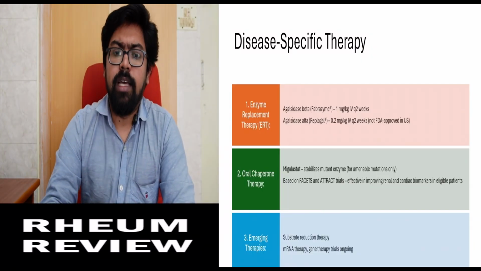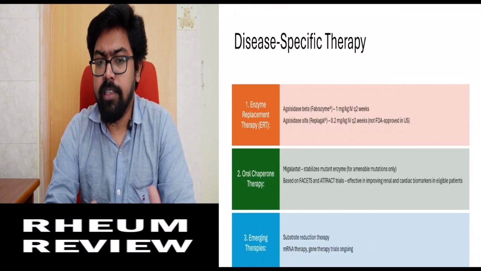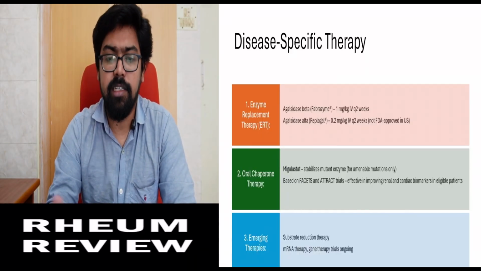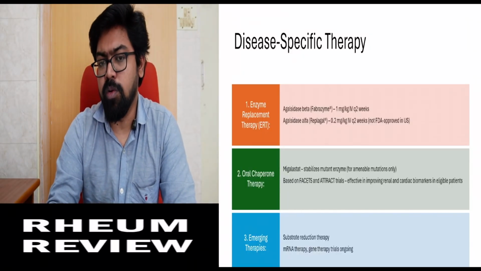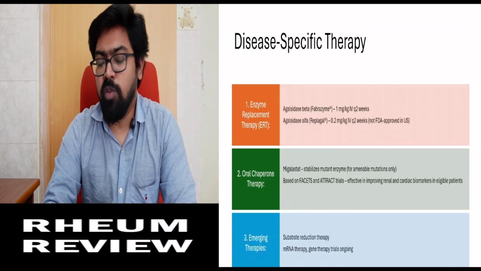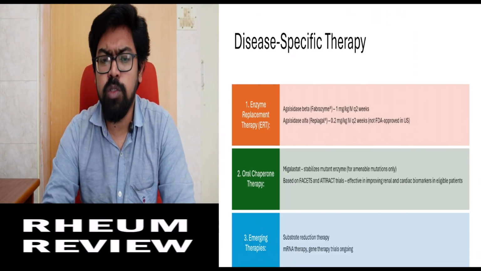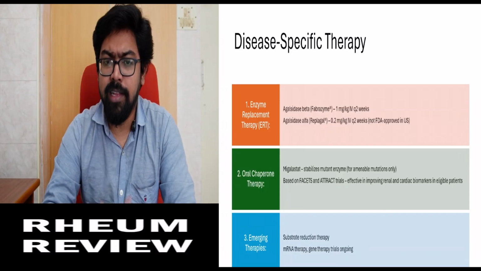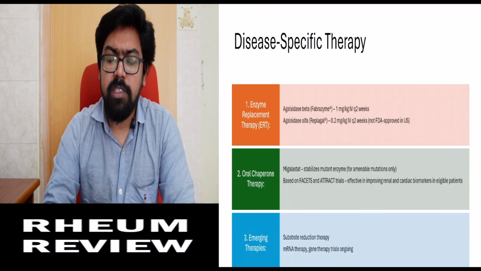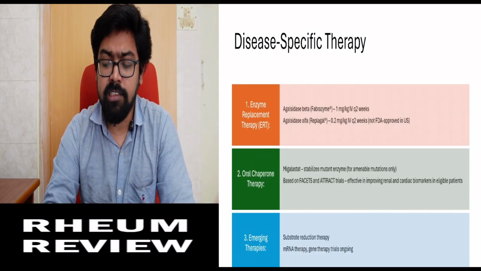Coming to oral chaperone therapy, that is migalastat. We are told that in some mutations, the enzyme production is normal, but the produced enzyme is unstable. If you give this chaperone therapy, this unstable enzyme will be stabilized. Migalastat is the chaperone therapy treatment in case of Fabry disease. The use of migalastat is supported by trials such as the FACET trial as well as the ATTRACT trial, and the emerging therapies include substrate reduction therapy, mRNA therapy, and gene therapy trials are ongoing.